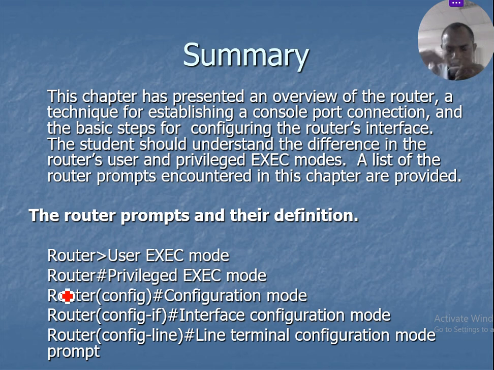We say router, greater than sign, which puts the router in user execute mode. And then we move to router privilege mode: you type router, then a hashtag. So we talked about these different prompts. We've learned how to configure the router's interface, whether it's the Ethernet interface or the serial interface, and how to configure the IP addresses with the subnet mask.